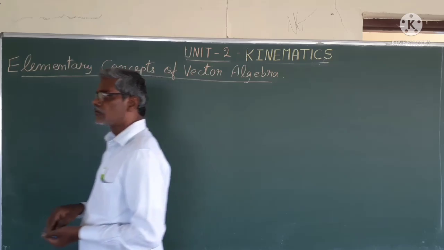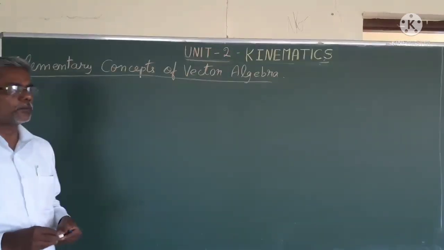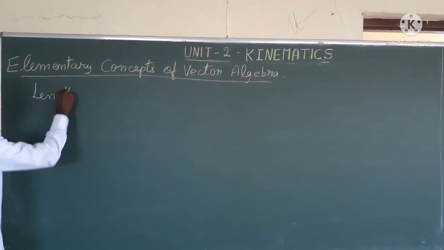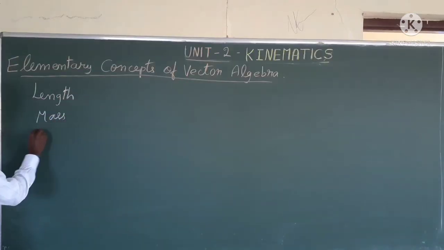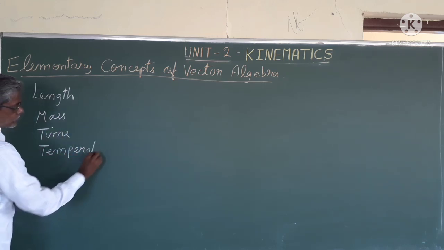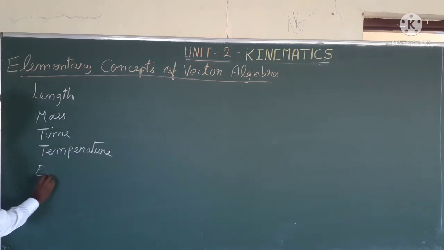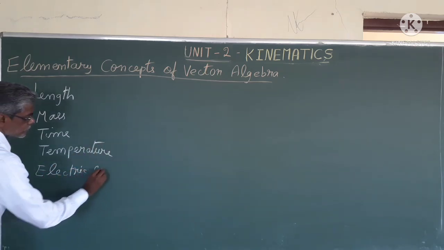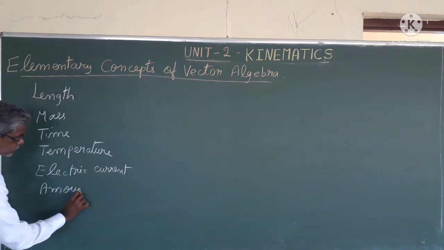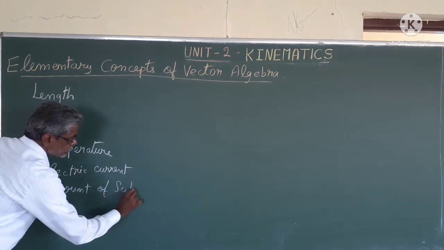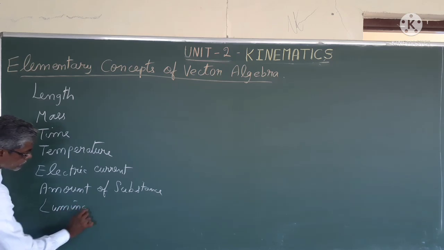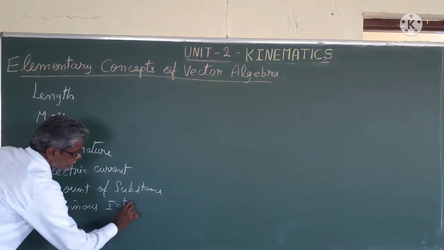In unit 1 we studied 7 fundamental quantities. What are they? Length, mass, time, temperature, electric current, amount of substance, and luminous intensity.